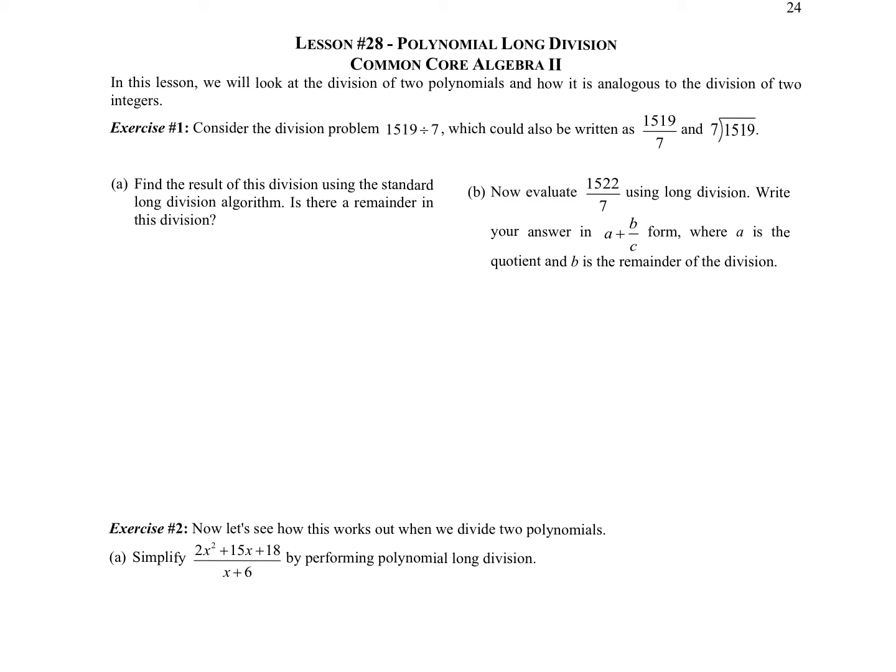In this lesson, we're going to switch gears a little bit and start doing something called polynomial long division. Basically, this is like long division with integers, but we have to then consider variables. So to start out, we're going to review long division with integers. Our first problem is 1,519 divided by 7. This could also be written as a fraction or with that division sign. So we're going to write it with the division sign.